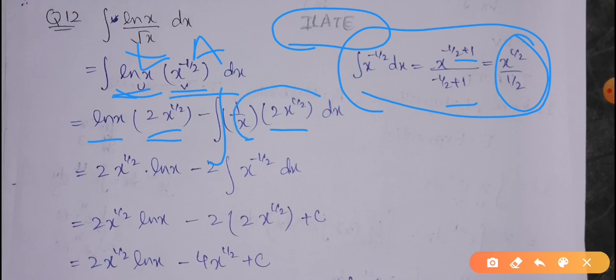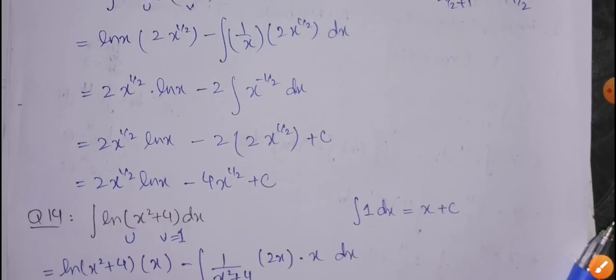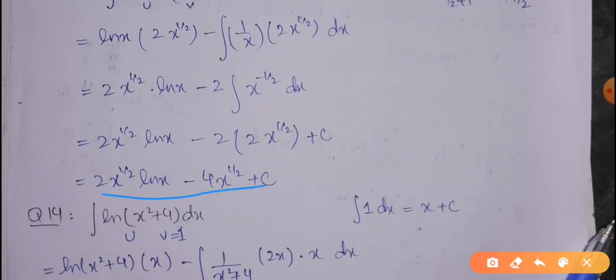Now we will simplify this expression and then the resultant will be integrated again. So 2x raised to the power 1/2 ln of x minus 2, on simplified form we get x raised to the power minus 1/2. So integrating it again, we get the final answer in this form.